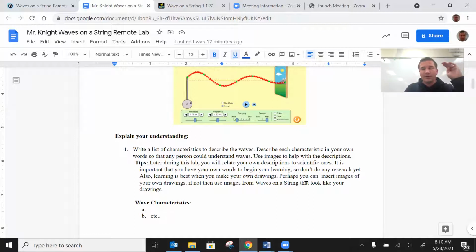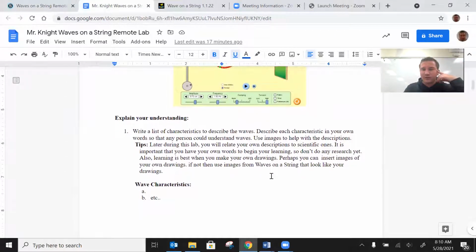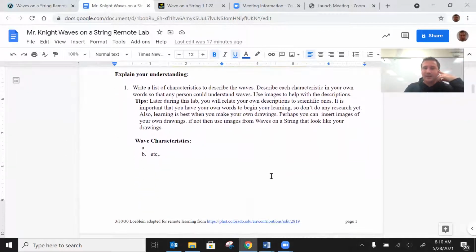Also, learning is best when you make your own drawings, but if you're working on a Google Doc, it's hard to do your own drawings. You could probably use the snipping tool and insert pictures of what you're trying to talk about. So that's good stuff there.